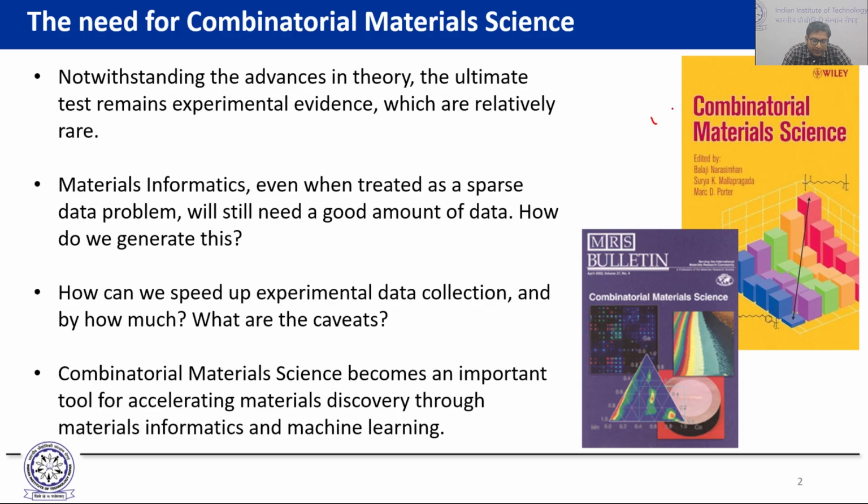So the first one is a book called Combinatorial Material Science. This is a book which is edited by Balaji Narasimhan, Surya Malapragada and Mark Porter. And then you will also see that a periodical no less than MRS Bulletin dedicated an entire issue to this field of combinatorial material science. So this is something which is coming up nowadays, and this is something which holds the key to leveraging materials informatics properly going forward into the future.